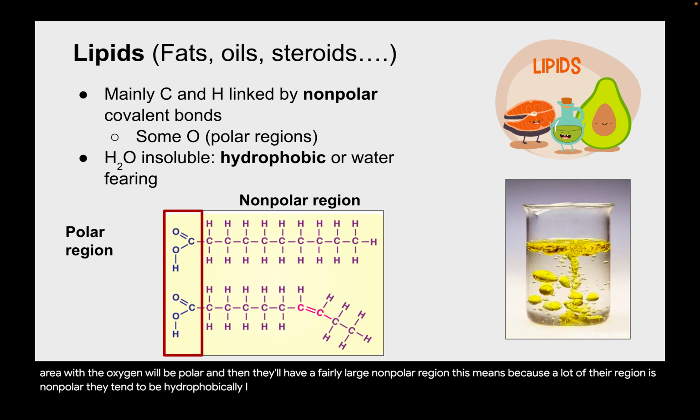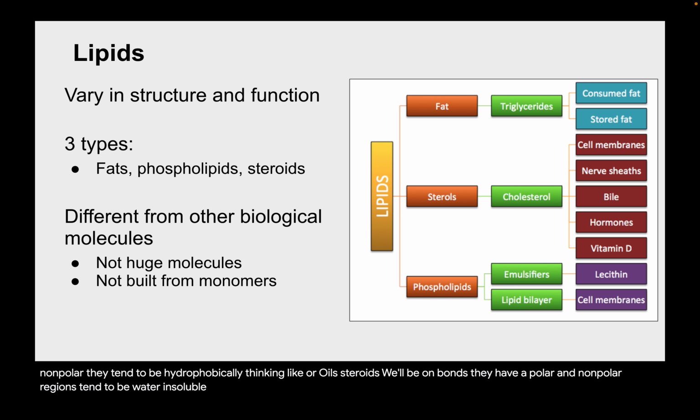When we're thinking about lipids, we're thinking like our oils, our fats, and our steroids. So covalent bonds, they have a polar and nonpolar region. They tend to be water insoluble. There are different types of lipids that we will look at. Lipids are going to vary in what they look like and how they function.